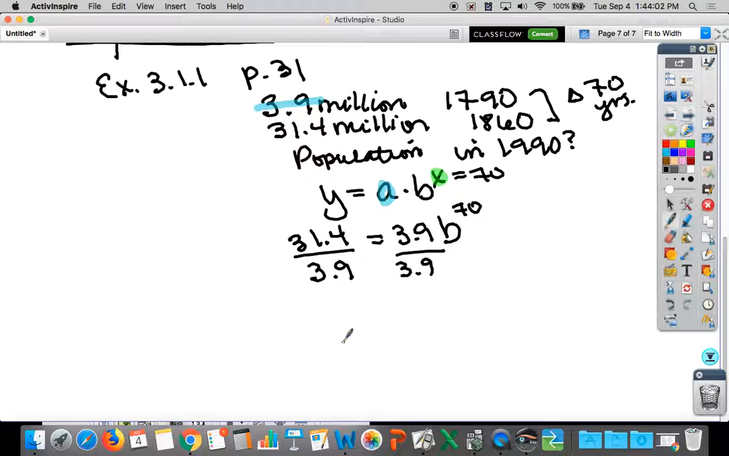Point something, I think. Or no, what is it? 8 points. Okay, 8 point, yeah, that makes sense. 8 point dot, dot, dot. We're not going to round, because this is not my final answer. So that equals b to the 70th power.